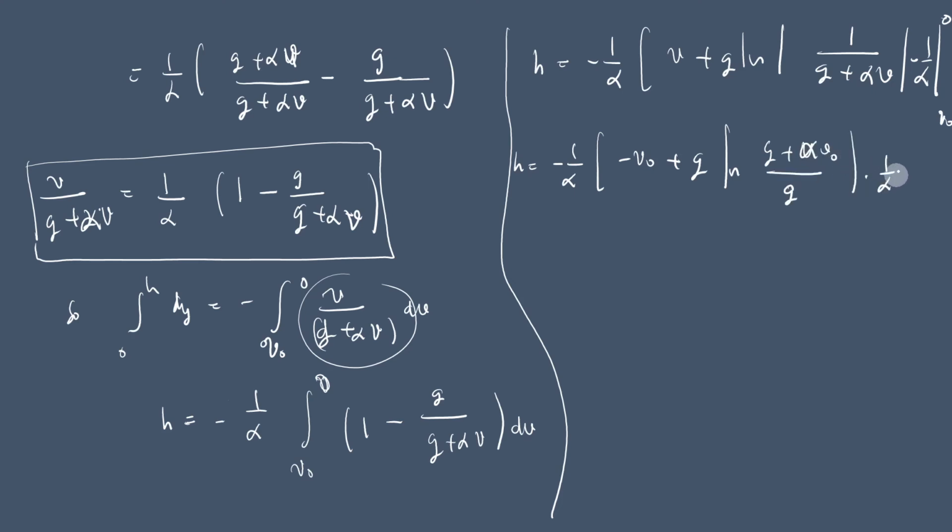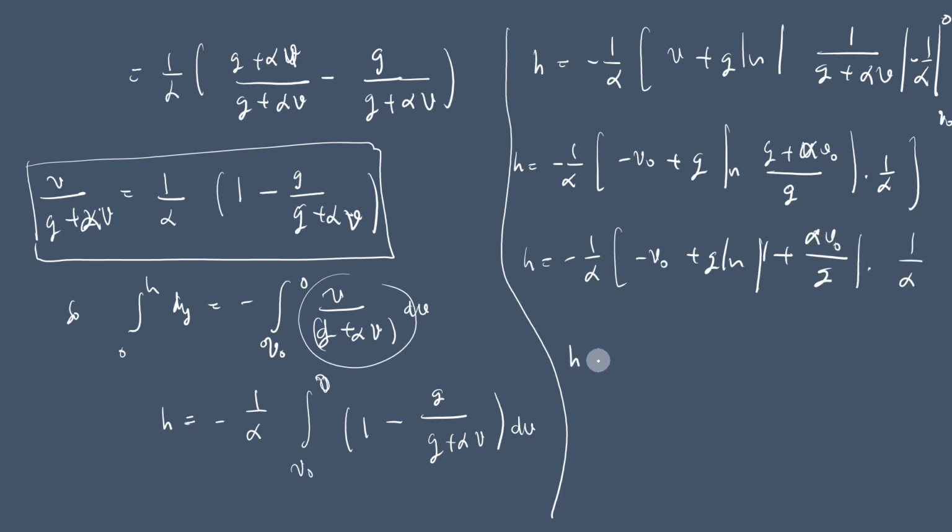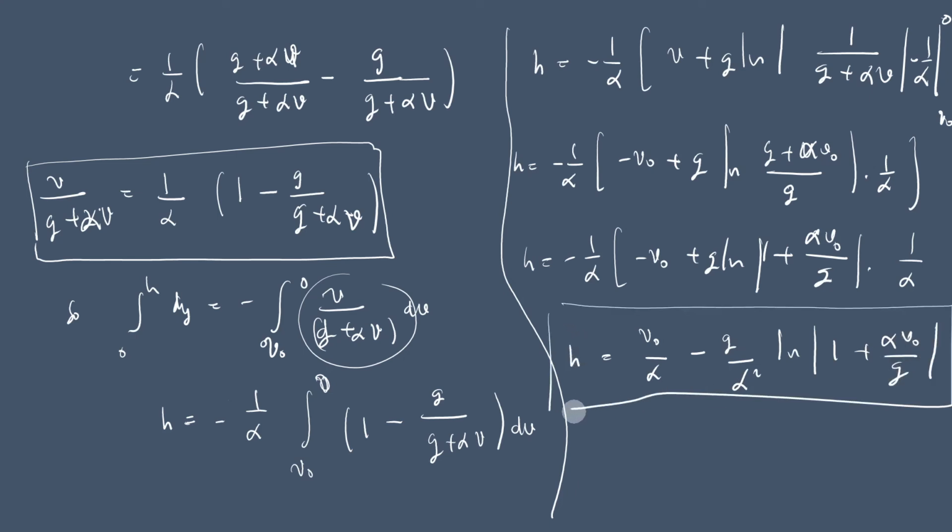and we simplify this term, so we get 1 over alpha times [minus v0 plus g ln(1 plus alpha v0 divided by g)] times 1 over alpha, and finally we get h is v0 divided by alpha minus g divided by alpha squared ln(1 plus alpha v0 divided by g). This is the height of the beach ball as a function of alpha. Let's go to the next slide.